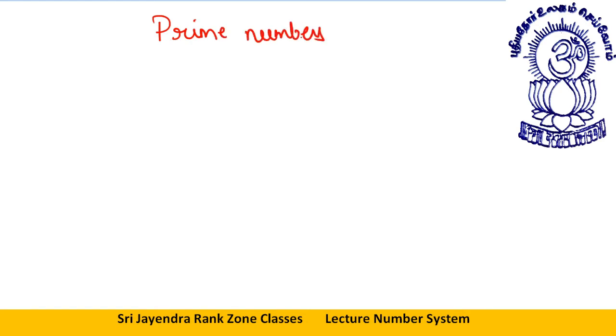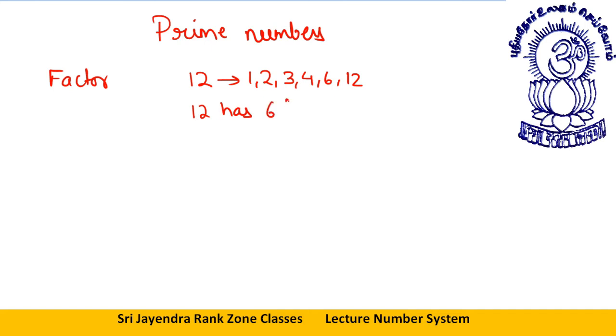Before I teach you prime numbers, I will tell you a few other things so that you can understand the concept easily. First, a concept called factor. What does it mean? Suppose I take a number 12. 12 is divisible by 1, 2, 3, 4, 6, 12. So 12 is divisible by 6 numbers, and I can say 12 has 6 factors.